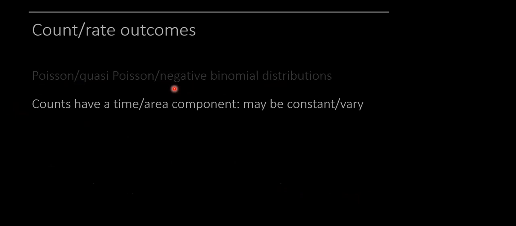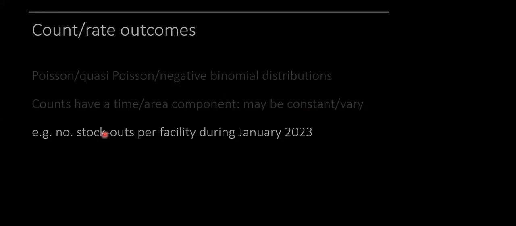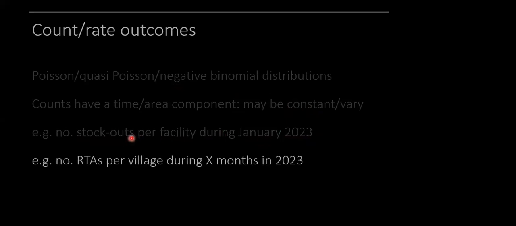Counts always have a time or an area component, at least implicitly, which may be constant or might vary. For example, the number of stockouts per facility during January 2023. Say you measured across a large number of facilities how many stockouts of essential drugs they reported during January 2023. There's a constant time component there that's fixed.